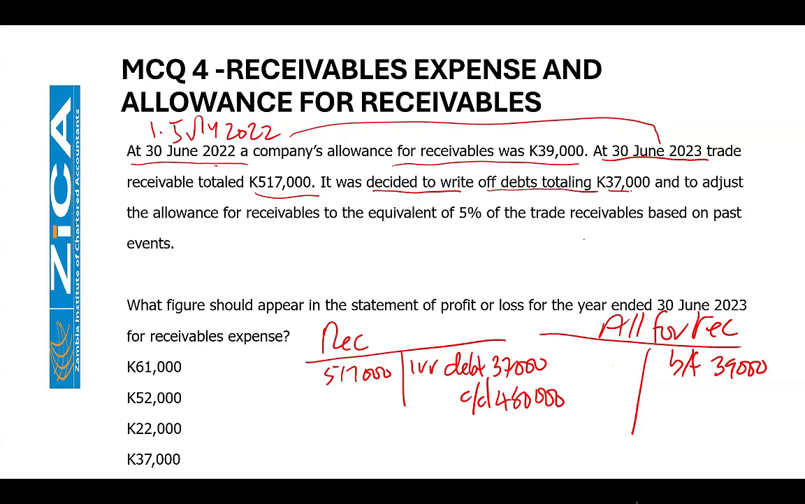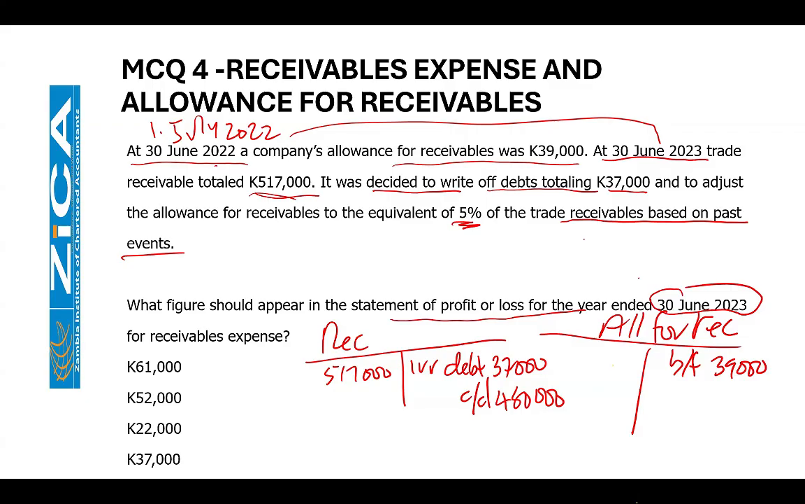And then you are told after writing off 37 of the 517, we need to adjust the allowance for receivables to 5% of the trade receivables based on the past events or past experience. And the question is, what figure should appear in the statement of profit or loss for the year ending 30 June 2023 for receivable expense?